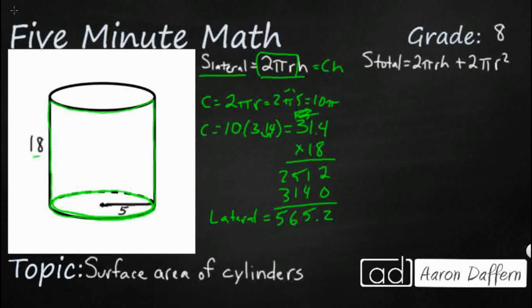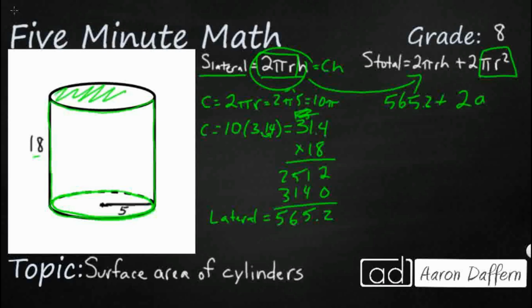If I want my total surface area, I'm going to need to use this so it repeats. Right? So we've already got that 565.2 plus 2 pi r squared. Well, pi r squared is really the area. So I just want to double the area of my top, the area of my bottom, and I'm going to multiply it by 2 simply because there's 2 of them. I need to find out once and then double it.